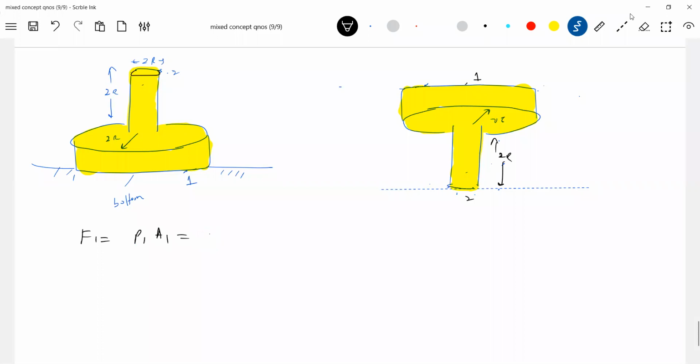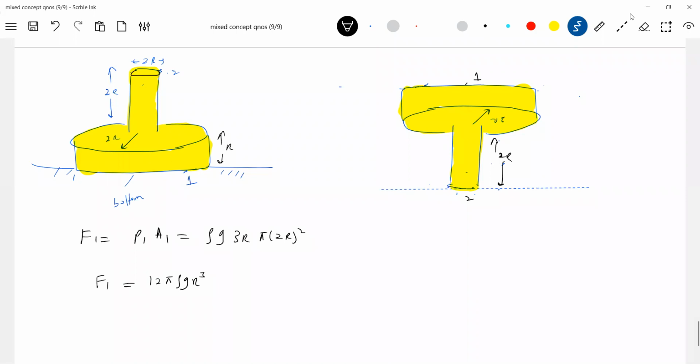So P1 is equal to how much? Rho g, total height. Let this be R again, so 3R, and area of cross section pi (2r) whole square. 4 times 3 is 12. So 12 pi rho g R cube. Agree? This is the force exerted by the liquid on the bottom.